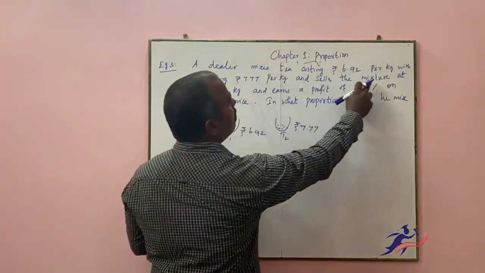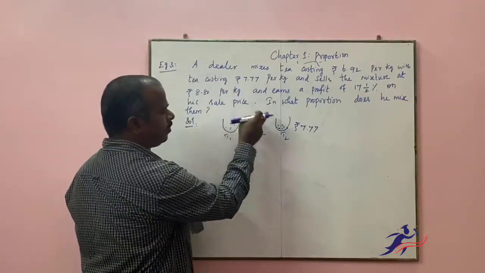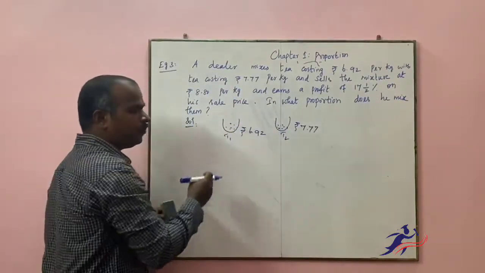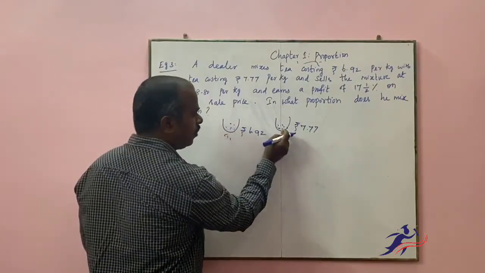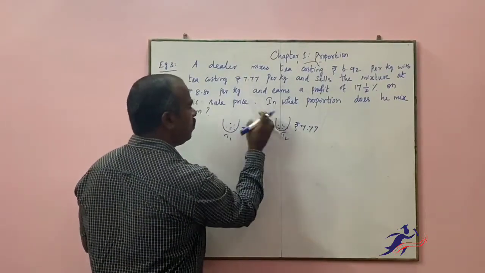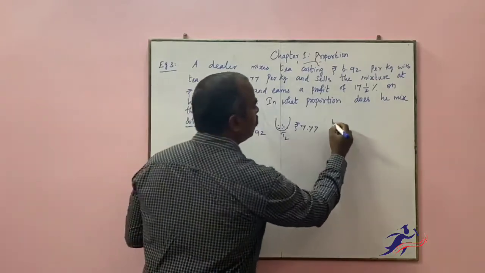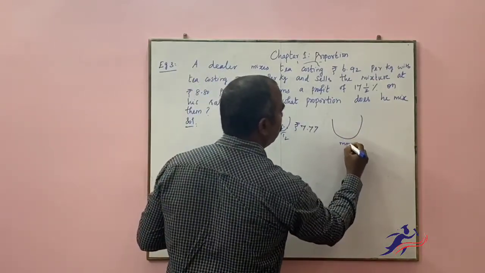And he sells the mixture. Now they are mixing it. Here also they are taking something, and here also they are taking something. They are mixing the teas together, that is, we get a mixture.